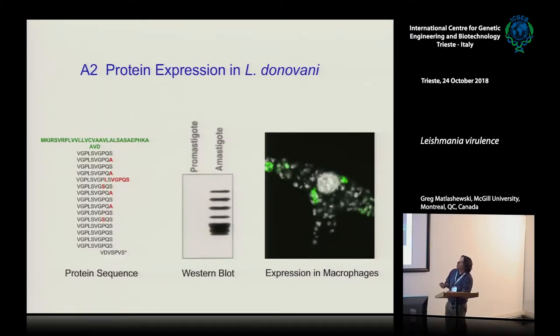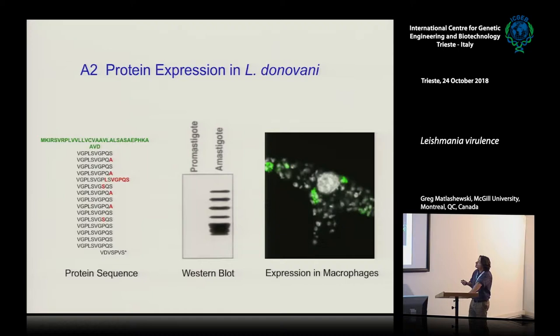What do we know about this? Well, the protein sequence is here, and there's a repeat. It's 10 amino acids, which is repeated many times. And in fact, there are many of these proteins. Some of them have more repeats than others. So when you do a Western blot, you can see that you have many proteins here. And they're all the same, it's just that this one has more repeats than the ones down here. So it expresses many of these proteins of different sizes, shown here.